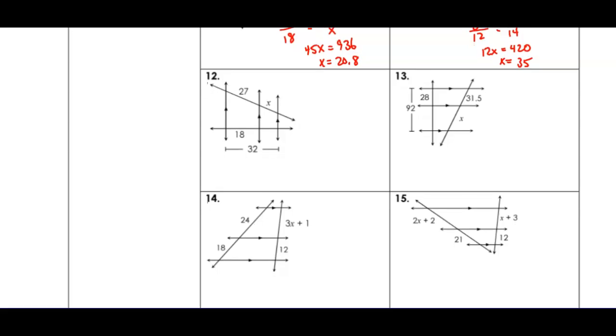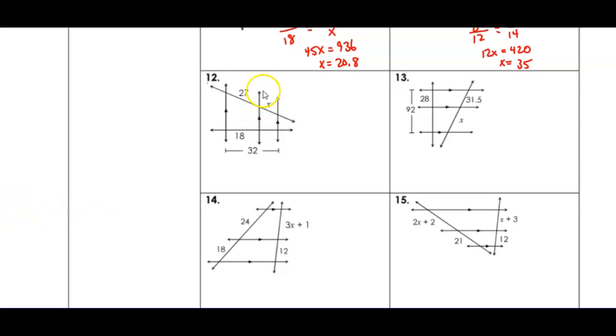All right, just a few more. So number 12, I have 32 and 18, so I want to subtract those first. And then I can go the same direction with my fractions and go x over 27 equals 14 over 18.